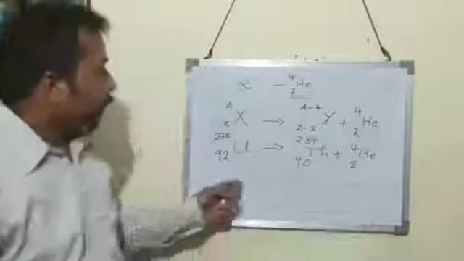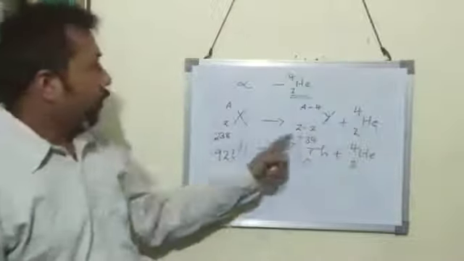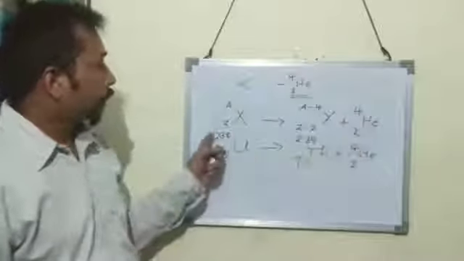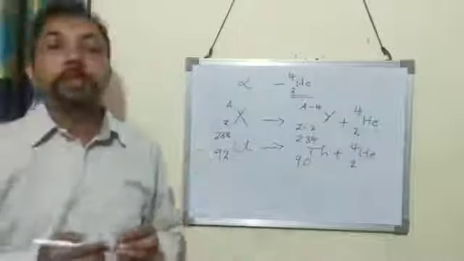So this is the equation. You can see both sides are balanced. 90 plus 2 equals 92, and 234 plus 4 is equal to 238. This is the way we write the equation.